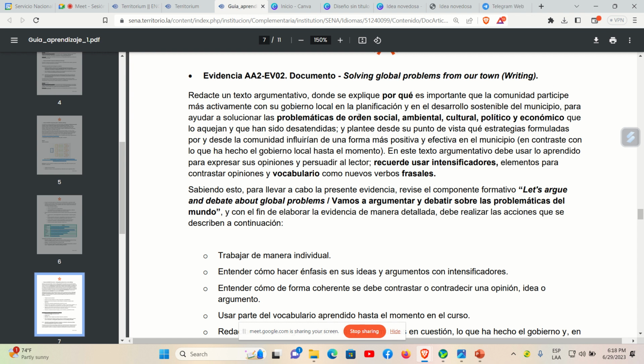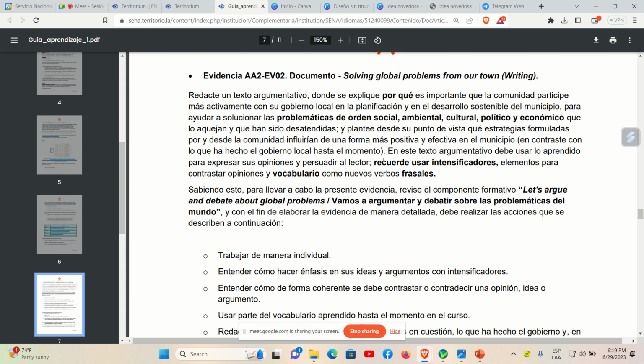local en la planificación y desarrollo sostenible del municipio para ayudar o solucionar las problemáticas de orden social, ambiental, cultural y político y económico. Aquí es bueno que ustedes le busquen una solución a esa problemática, ¿listo? Y en el gráfico también deben plantearla. Dice, plantea desde su punto de vista qué estrategias formuladas y por formular desde la comunidad influirían de una forma más positiva y efectiva, sea la problemática que sea.